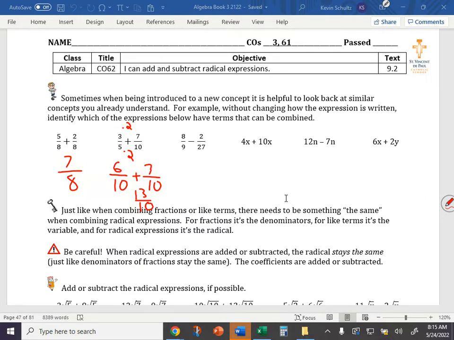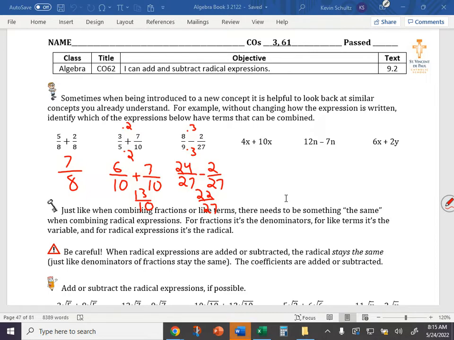And similar deal with 8/9 minus 2/27. We're subtracting. We also need those common denominators. We can do this by multiplying 8 and 9 each by 3, to get 24/27 minus 2/27. Now they're able to be subtracted. The denominators are the same. And so 22/27 is our answer. Okay? Fractions: denominators have to be the same, and the denominators stay the same.